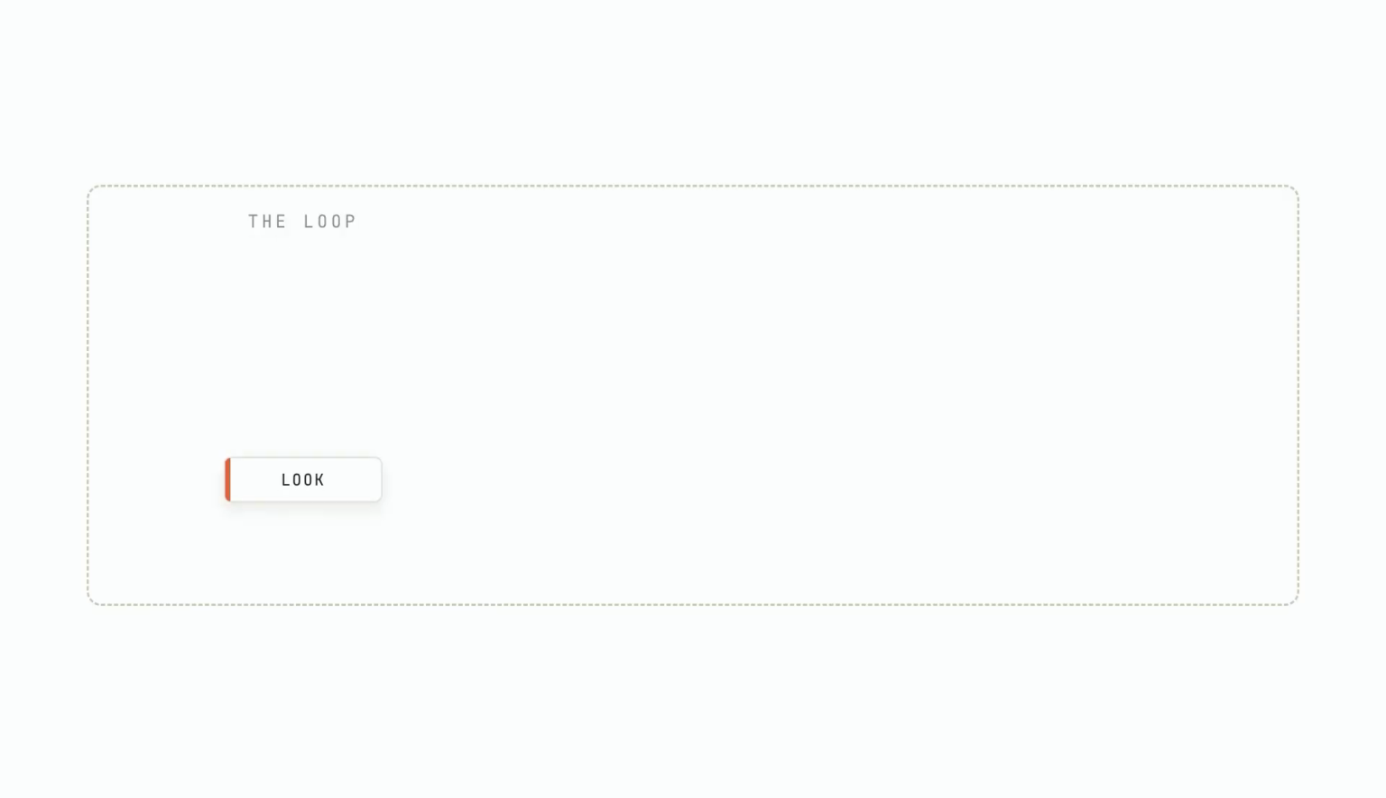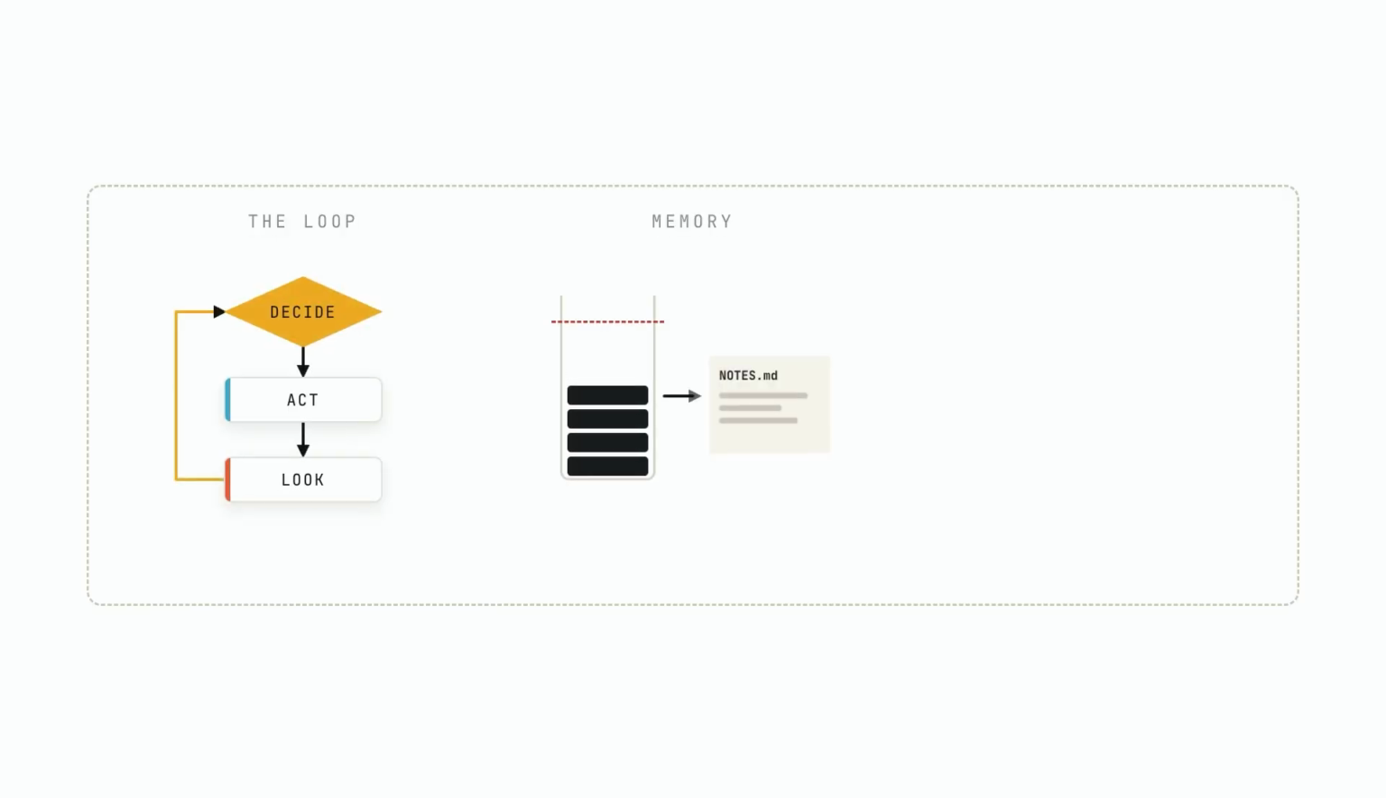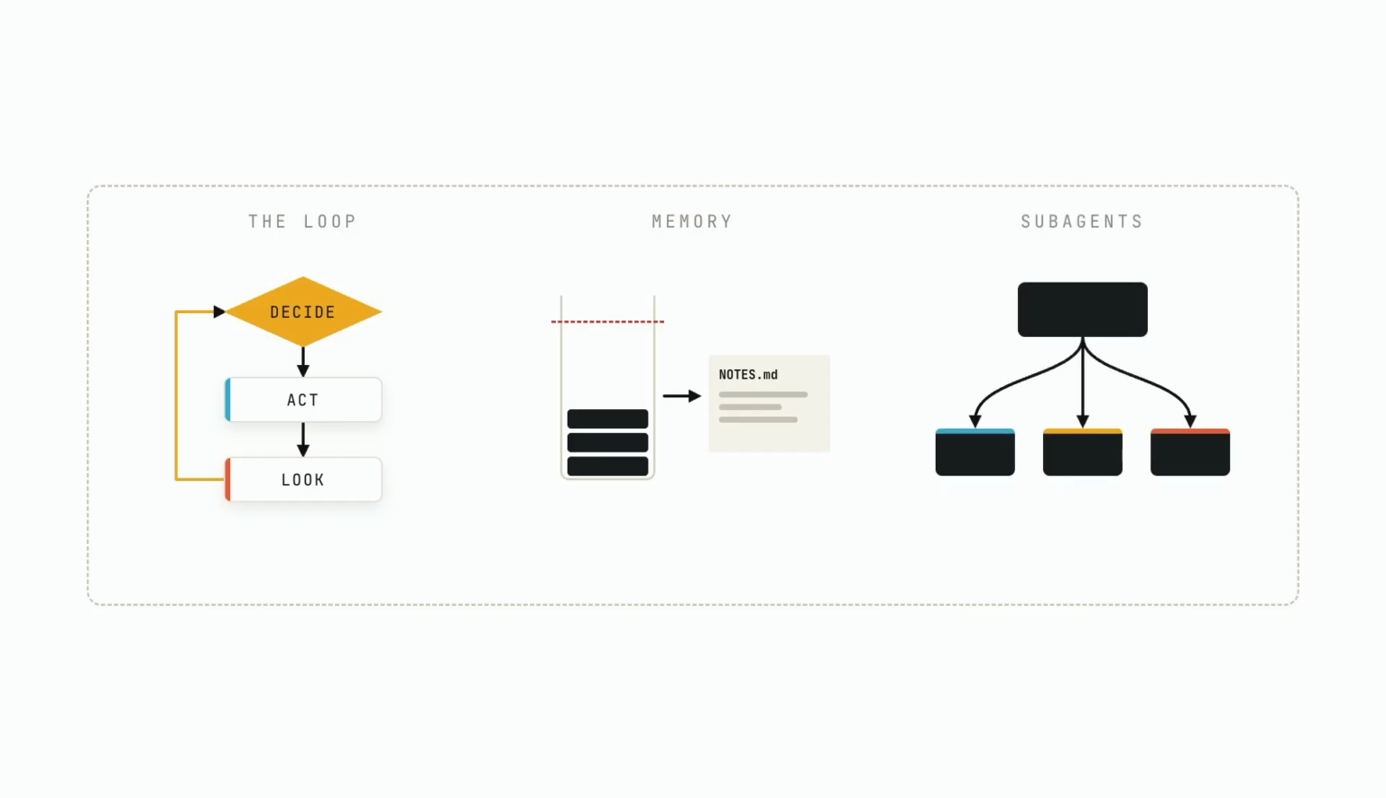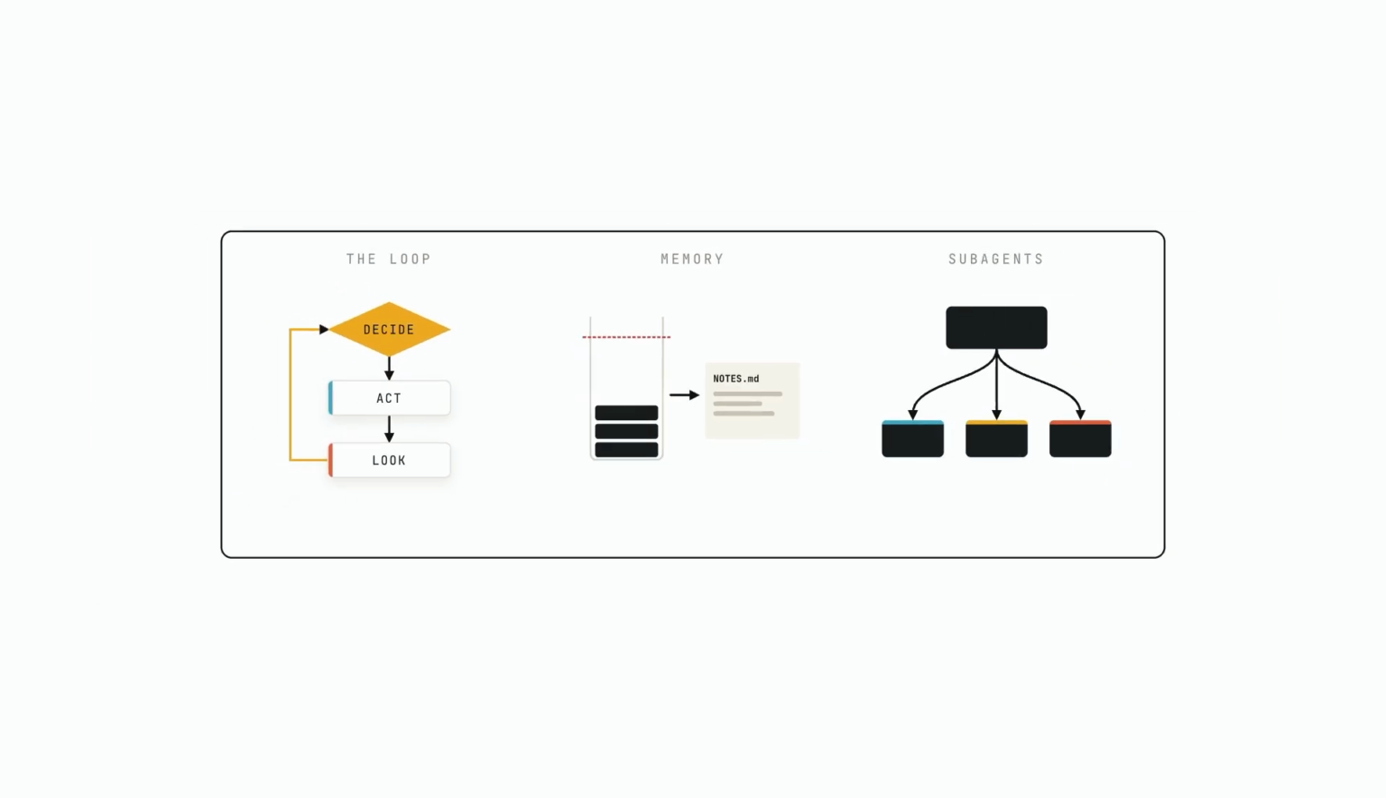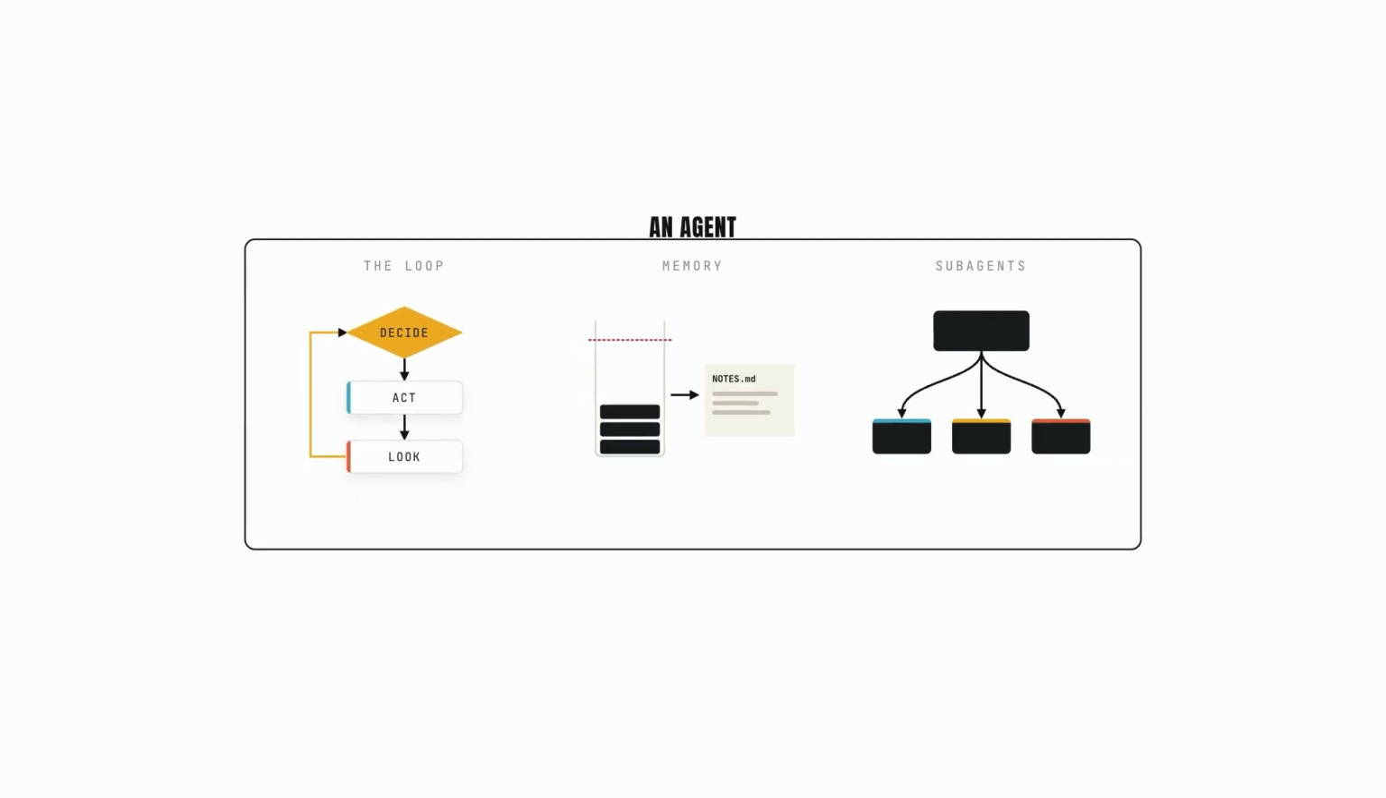So the next time you watch Claude Code work, don't see a black box, see the loop. Look, act, decide, repeat. See it writing to files to remember. See it sending out sub-agents and pulling back the summaries. Once you see the mechanism, you're not just guessing anymore. You can start building one yourself. That's the whole difference between using AI and actually understanding it.